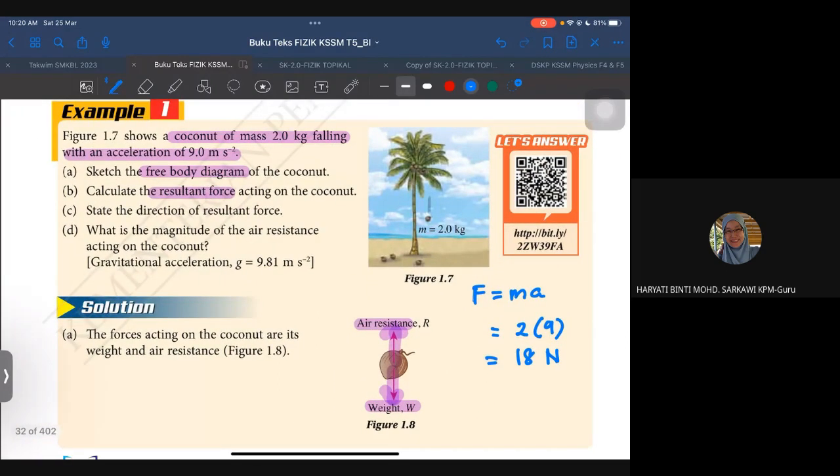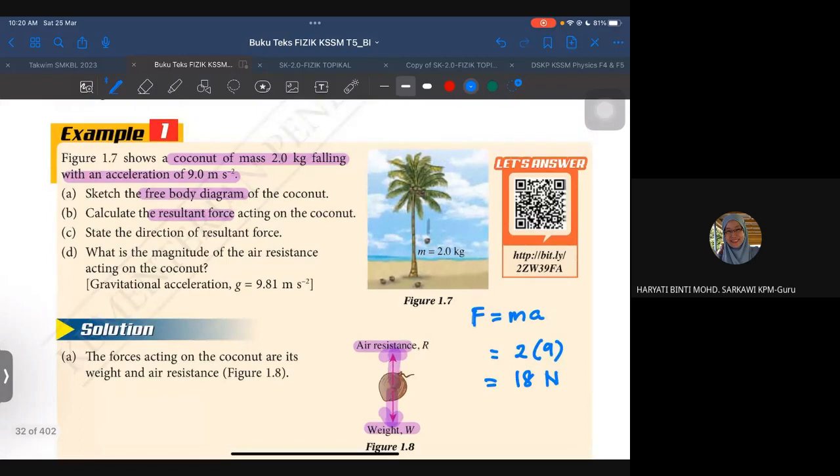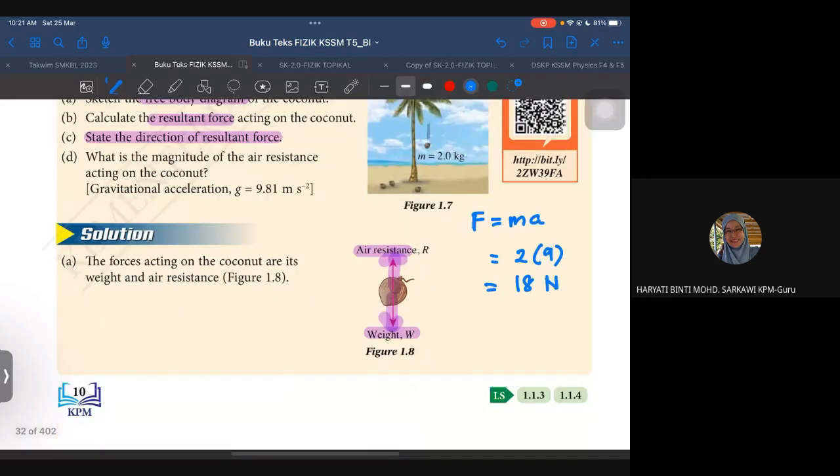Next, state the direction of the resultant force. It is obvious from the diagram. The resultant force is downward, correct. Okay, so the resultant force is downward.